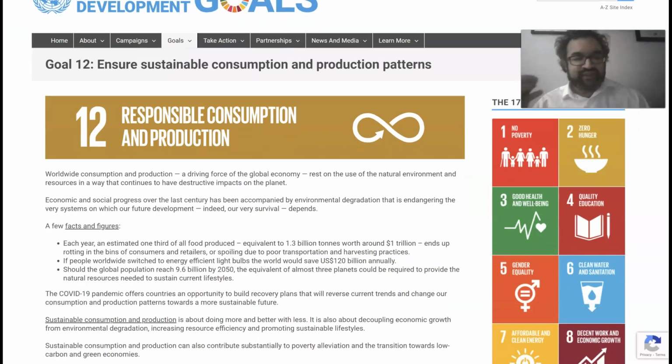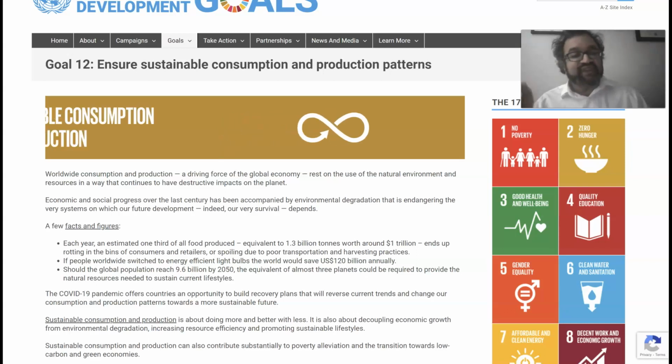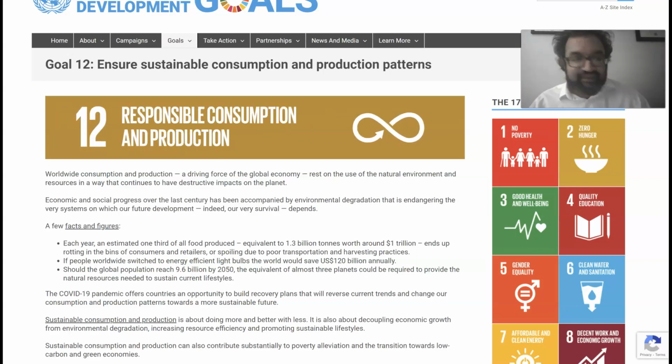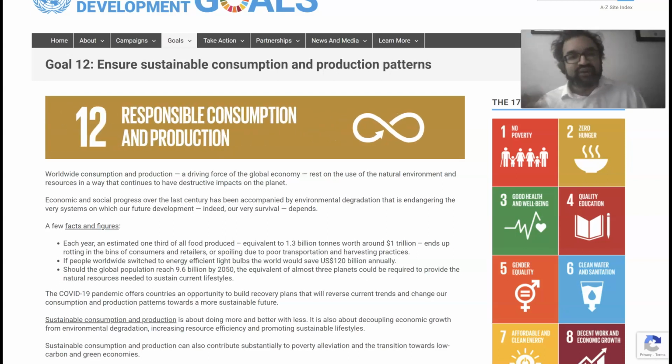Each year, 1/3 of all food that is produced ends up rotting in the bins of consumers, retailers, or spoiling due to poor transportation and harvesting practices. So sometimes by the time it gets to the shelves, it's already destroyed. And with fresh produce, a lot of times you have contamination, and then there's a lot of recall. So this is the delicate balance between consumption and production.